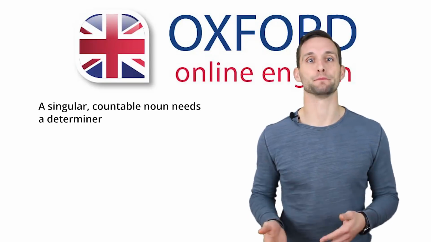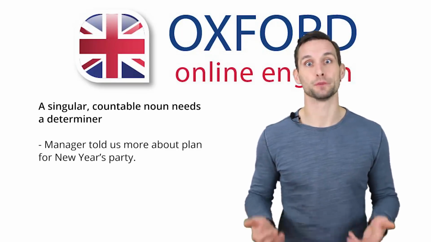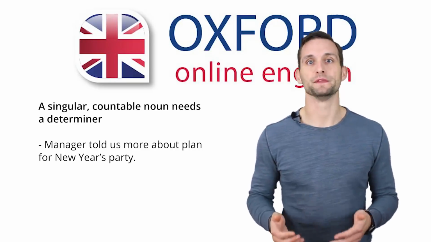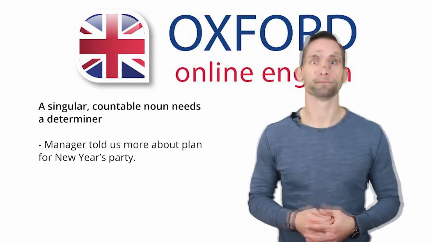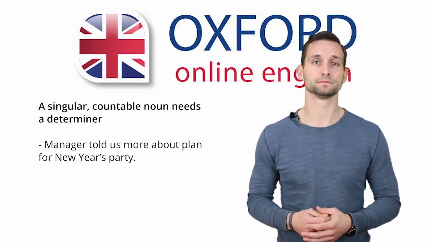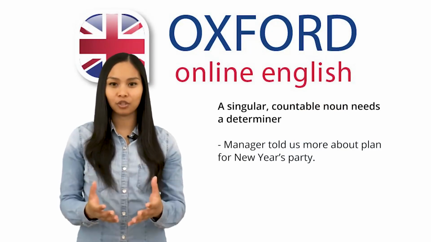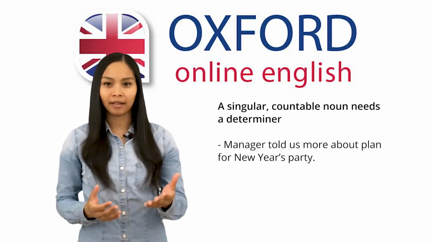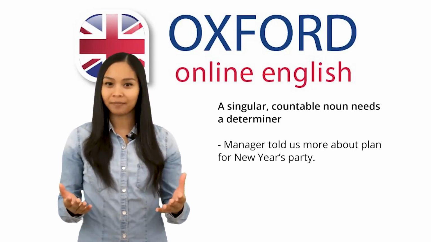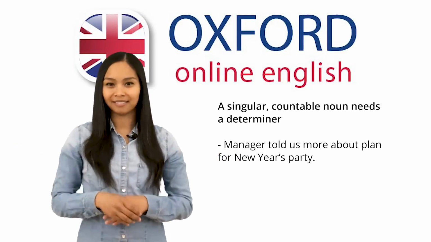Let's look at an example. "Manager told us more about plan for New Year's party." Maybe you can already see that this sentence doesn't look right. Let's apply our rule. Can you remember it? If a noun is singular and countable, then it needs some kind of determiner, like "the," "this," "that," and so on. So let's look at our sentence. How many nouns are there?